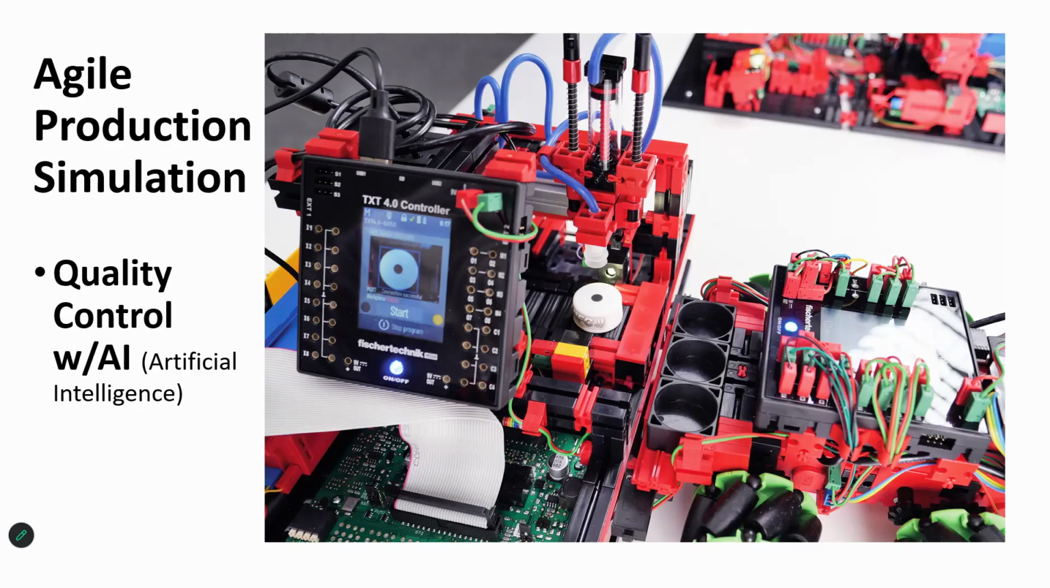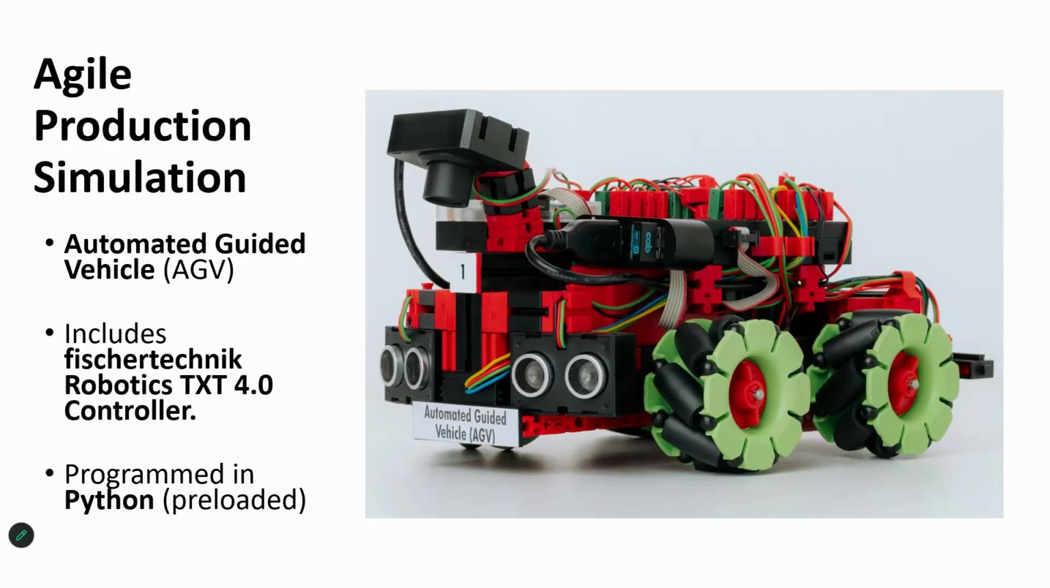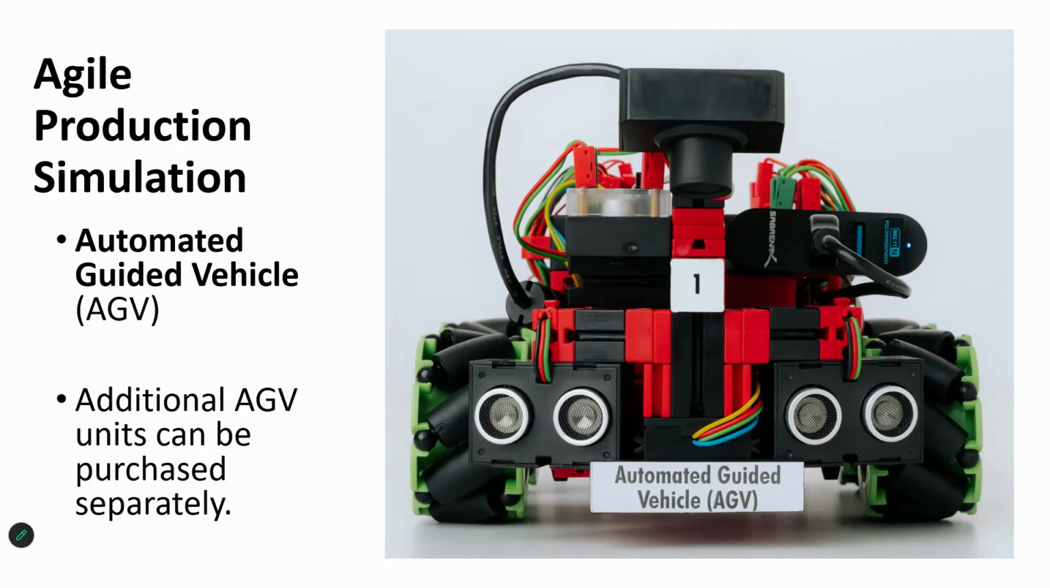And just to provide a bit more background on the AGV, which transports the workpieces from one module to another, each AGV is controlled by a fischertechnik Robotics TXT 4.0 controller. This is fischertechnik's proprietary controller, which has been pre-programmed using Python. The AGV itself is a track-bound vehicle that follows the printed black lines or tracks that you may have seen in some of the photos here that are on the factory floor.